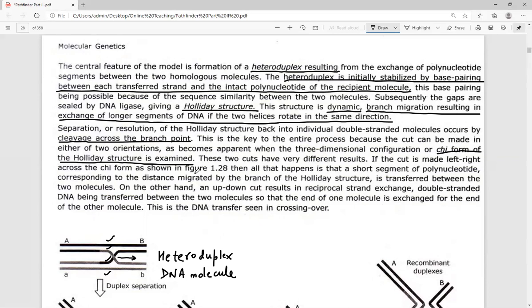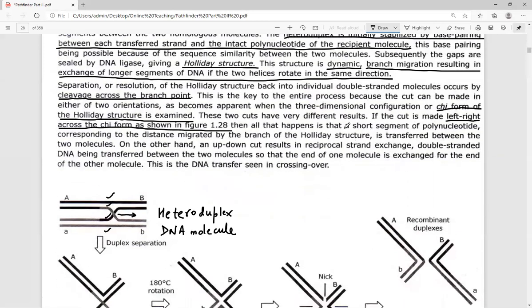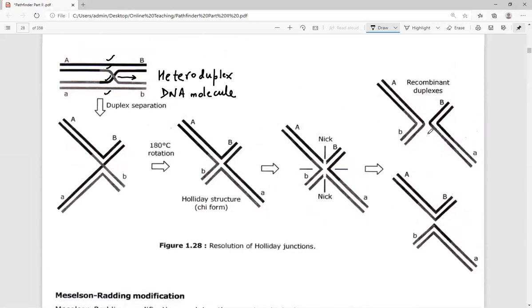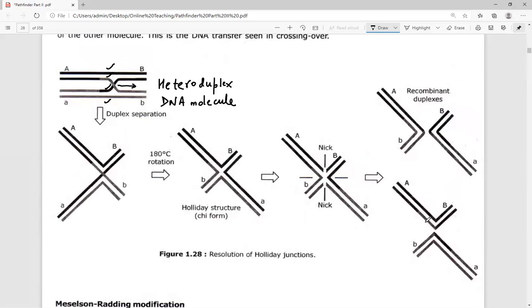The cut can be made in the right to left direction, which is referred to as the patch recombination product. If the cut is made left and right across the chi form as shown in the figure, then it will lead to an exchange of a short segment of polynucleotide. Right to left cut has been made. This is referred to as a patch recombination product. In the case of the patch recombination product, only the center point is cut. See this, this is the result. Top to bottom, and this is a left to right cut. Okay, this is a left to right cut.